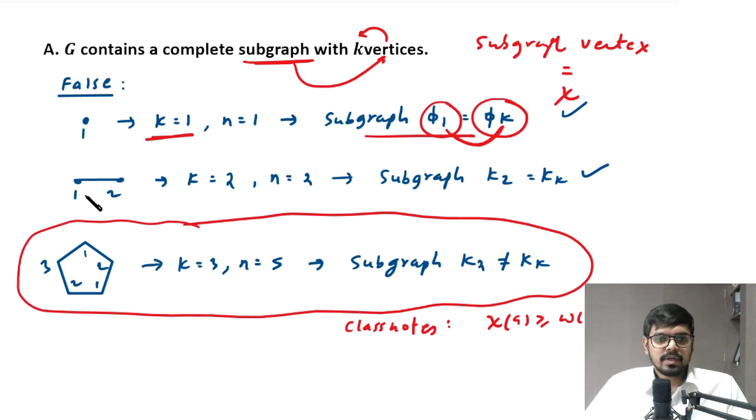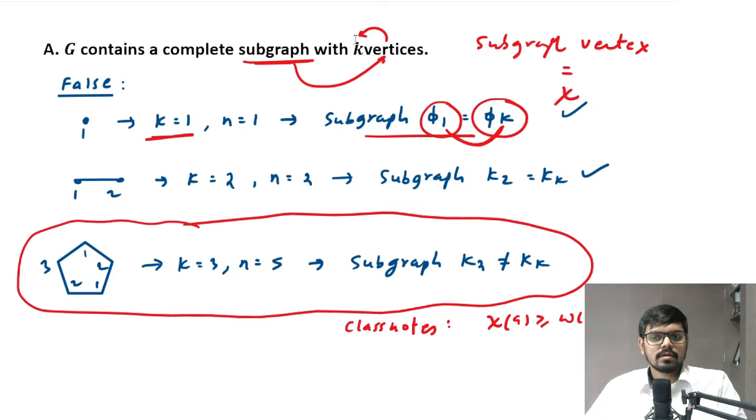For this example, chromatic number 2, number of vertices of the graph 2, subgraph is also this graph only, so that is nothing but K2. So can I say the number of vertices in the subgraph is equal to the chromatic number? Check. Yes. So you are like, yes, sir, this statement is true: the number of vertices in the complete subgraph is equal to the chromatic number.